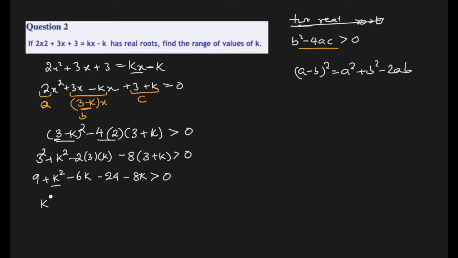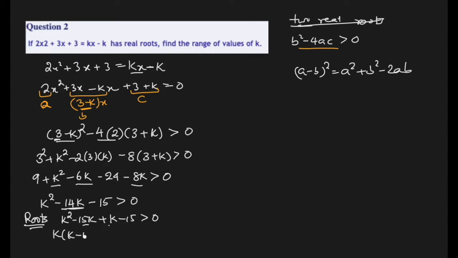So k square will be written first because it also becomes a quadratic inequality. Minus 6 minus 8, negative 14k, minus 15 greater than 0. So whenever you have a quadratic inequality, first you find the roots. Some of you may know how to find roots with the help of a calculator. You can do that. What I'm doing, I'm factoring this to find roots. So k square minus 15k plus k minus 15 greater than 0. I broke this into 2 parts. Take k common here. Nothing is common, so 1. So we get (k minus 15) common from both, (k minus 15)(k plus 1).